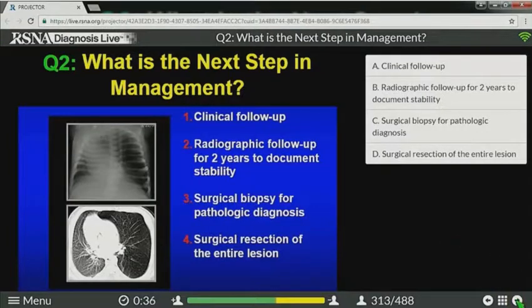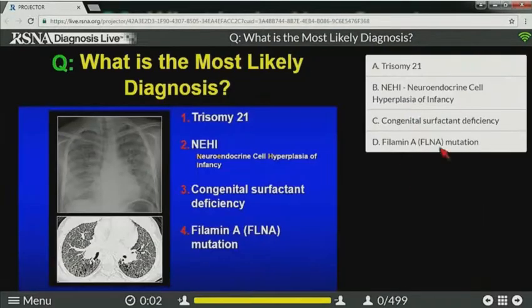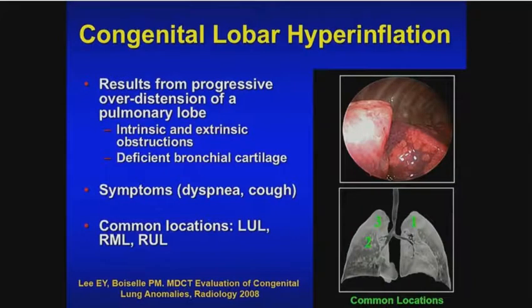Okay, we're going to look at the choices that you made. I think that most people picked D, which is surgical resection of the lesion. But the rest of the people, particularly a substantial portion of the audience today, actually picked number 1, which was clinical follow-up. So the correct answer is, let me go back. Yes, the correct answer is surgical resection of the lesion. The reason is because this patient is very symptomatic. Because of the symptoms, the current management of choice for congenital lobar hyperinflation is surgical resection.